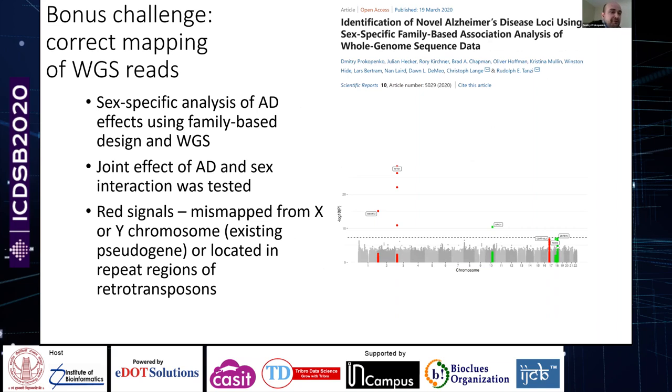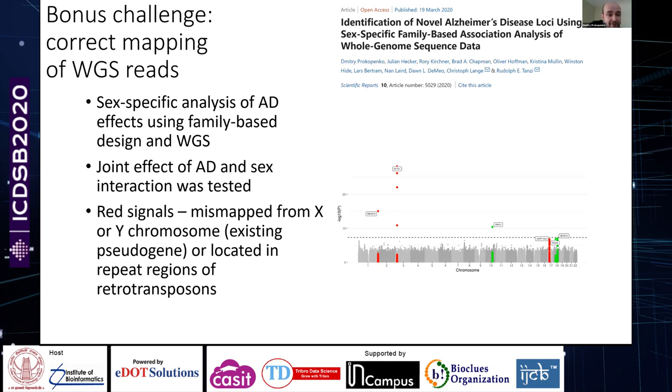Here is also a bonus challenge which we faced recently. This paper is basically about a gene-environment interaction analysis. It's a sex-specific analysis of Alzheimer's disease using family-based design and whole genome sequencing data. And we tested the joint effect of Alzheimer association signal and sex interaction.